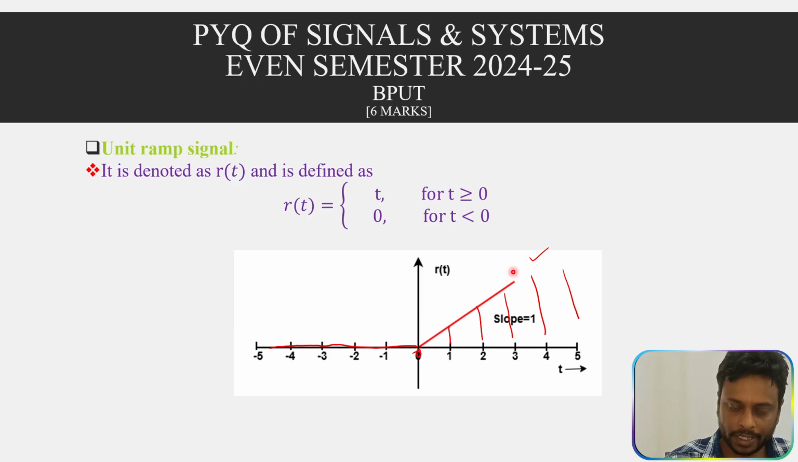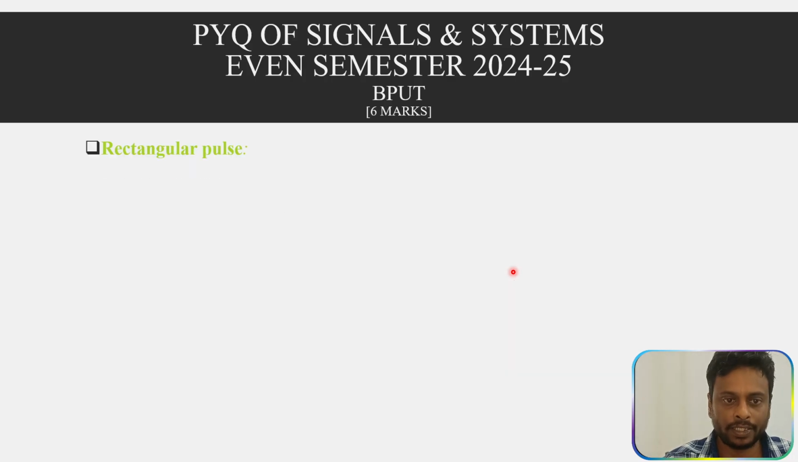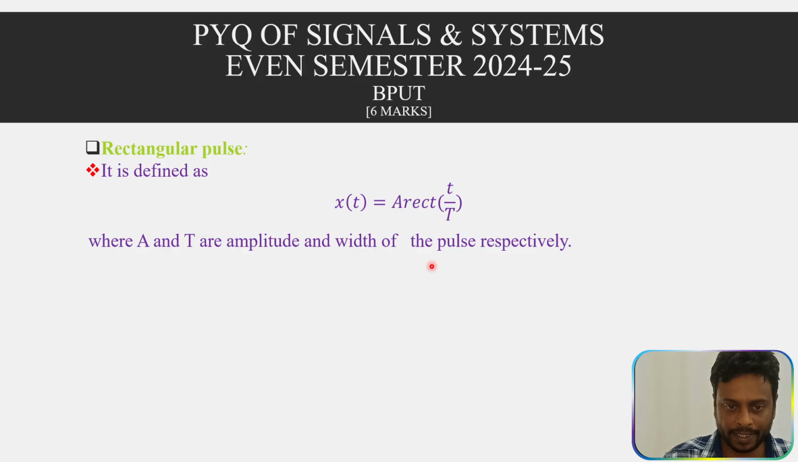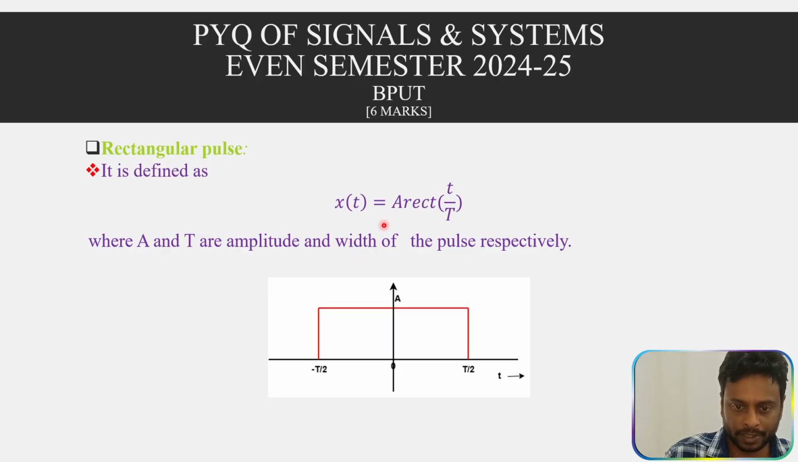Okay. Next is your rectangular pulse. So you can see it is defined as x of t equal to A rect of t upon T, where capital T is the period. So you can see A and T are the amplitude and width of the pulse respectively. Width means this one. So it is minus T by 2 to T by 2. That will be width, your T. So amplitude is your A. In this case, the amplitude is A. So this is our rectangular pulse.